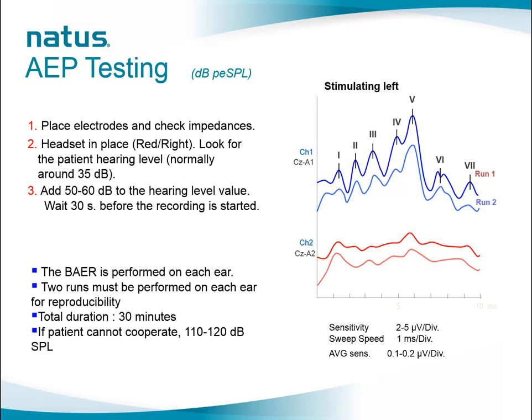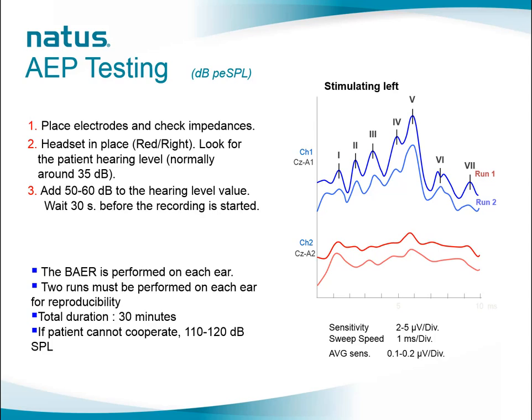It should normally be around 35 decibels SPL. Once this is done, we add up to 60 decibels to that value and then start averaging. I like to wait a little bit before I start averaging to allow the patient to get used to the sound, relax, and then we can start the recording.